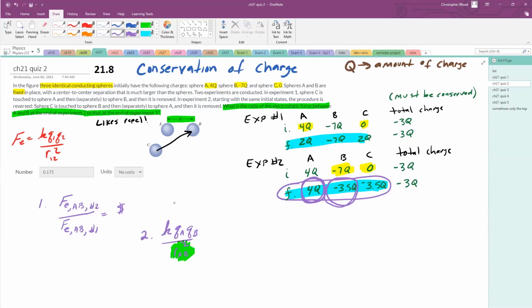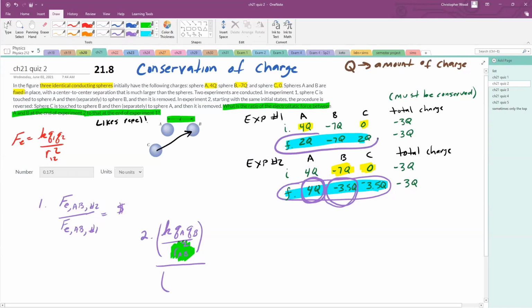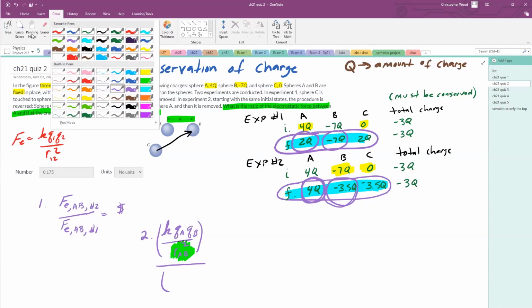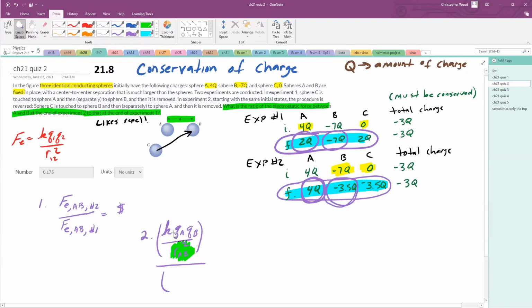So this is my numerator. Here's my denominator. My denominator is the force between A and B at the end of experiment 1. Here's the end of experiment number 1. Here's particle A's charge and particle B's charge. So let's just keep things organized, because otherwise I'm going to start stepping on subscripts. Before I go to the denominator, let's just plug in numbers here and stick with the numerator.